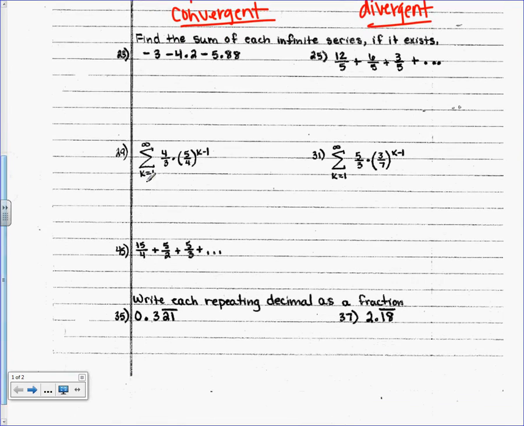Find the sum of each infinite series if it exists. They said infinite, so we have to use the formulas at the bottom. If they hadn't said that, we wouldn't have known. When they say infinite, don't use the middle three, use the bottom ones. So what do we have to know? We have to know r, because there may be no sum. I don't know yet, so I've got to figure that out. Find r first.